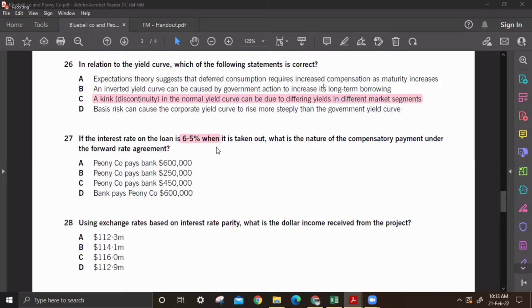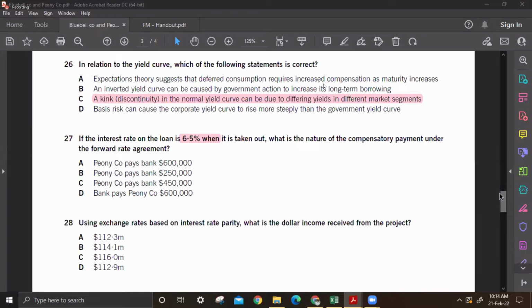Very good, Edwin. Bank won the bet. So if the bank won the bet, who has to pay now? Peony company. So with this, I can say D is definitely not the answer. Now your options are limited to 3. See, this is how you come to a proper answer. So you know that the bank has won the bet, so Peony company has to pay. So it's either A, B or C.